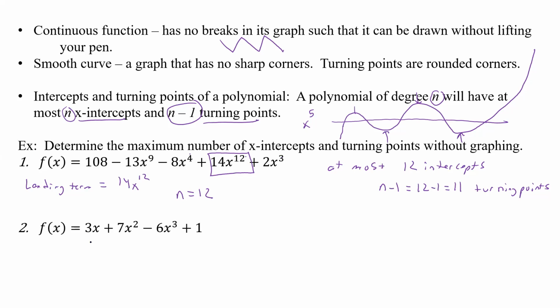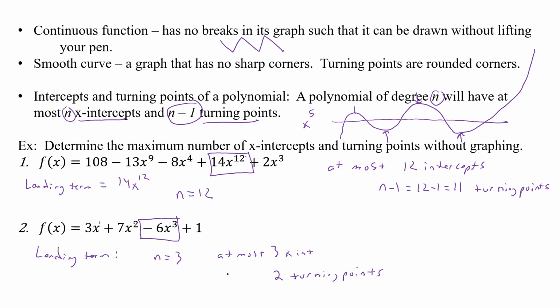Now, what about our next one? The next one, we have a 1, a 2, a 3, and a 0. So this looks to be our leading term. And so n is equal to 3, so we're going to have at most 3 x-intercepts, and we're going to have 2 turning points.